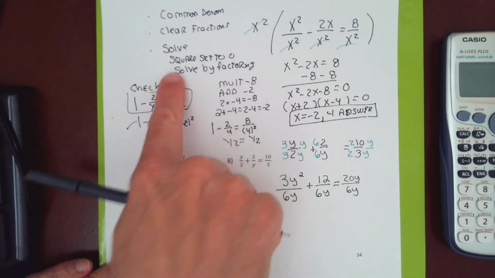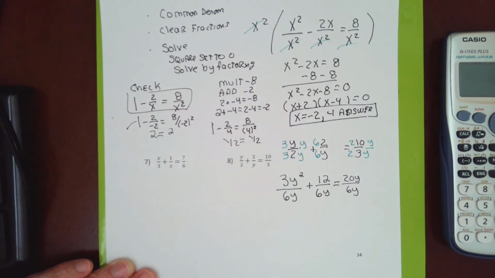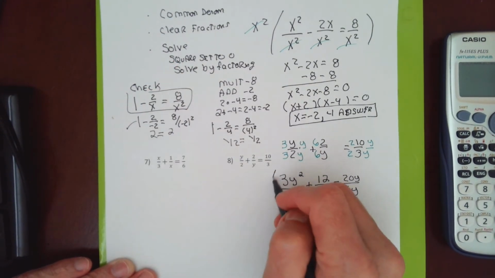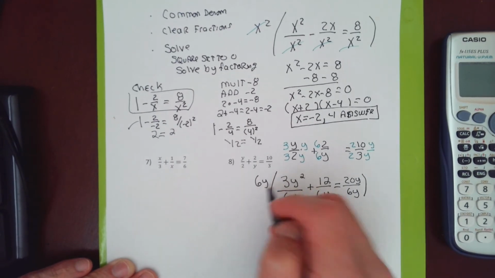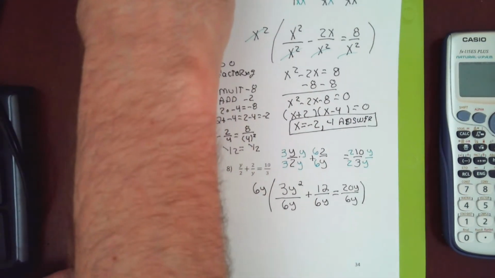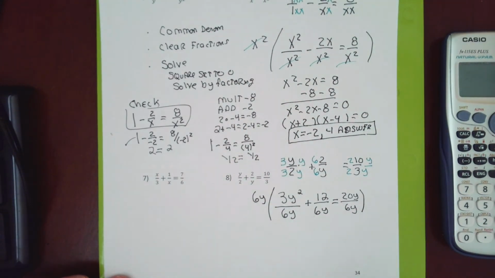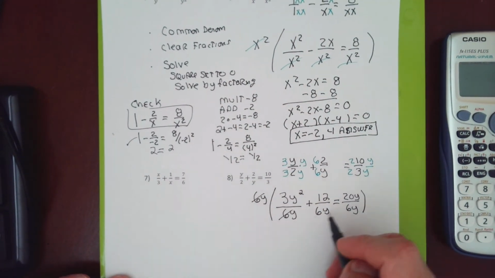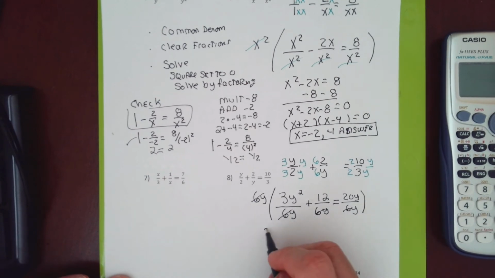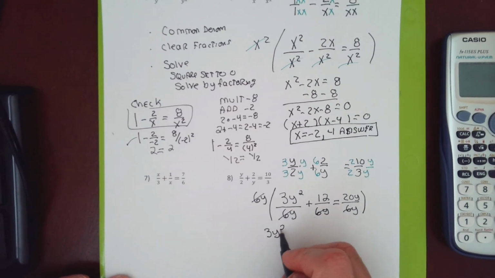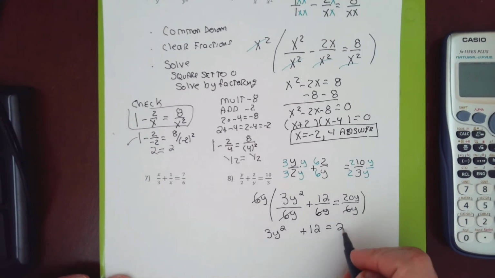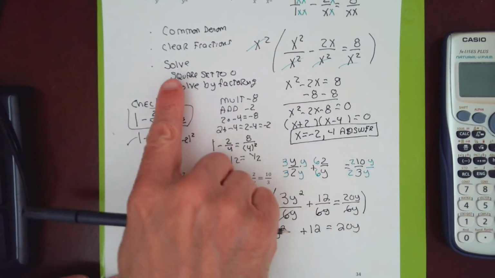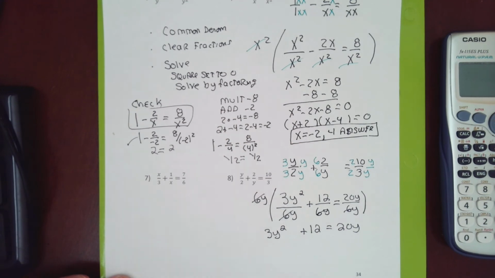Just like problem 6, I have a square. After I get the fractions cleared, I'm going to need to set it equal to 0 and solve by factoring. So I've done finding the common denominator part of this. Now I'm clearing the fractions. When I clear the fractions, I get 3y squared plus 12 equals 20y. Because there's a square, I'm going to set equal to 0 and solve by factoring.